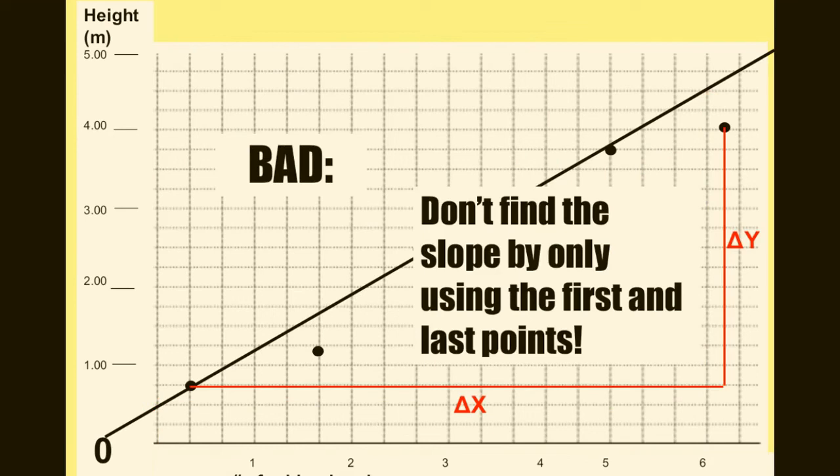Another bad example is you don't want to find a slope by only using the first and last points. In fact, you don't want to find a slope using any data points. If you remember, we drew our own points that we could read properly. When you're finding the slope on a best fit line or any kind of line, do not use the data points.